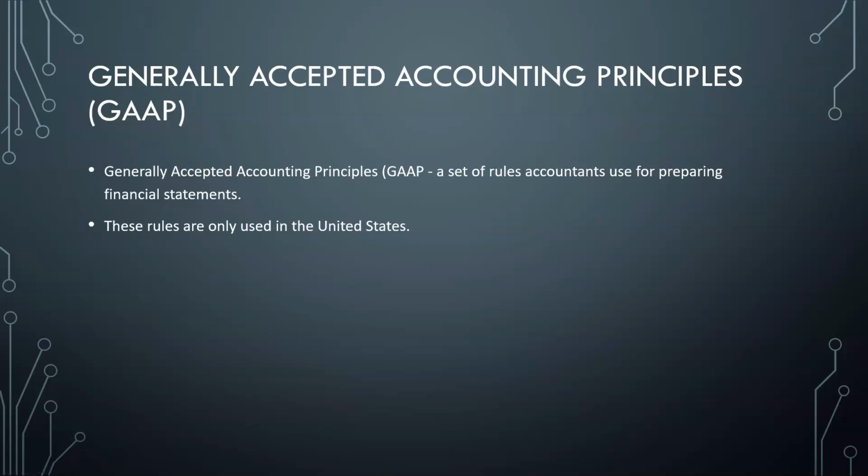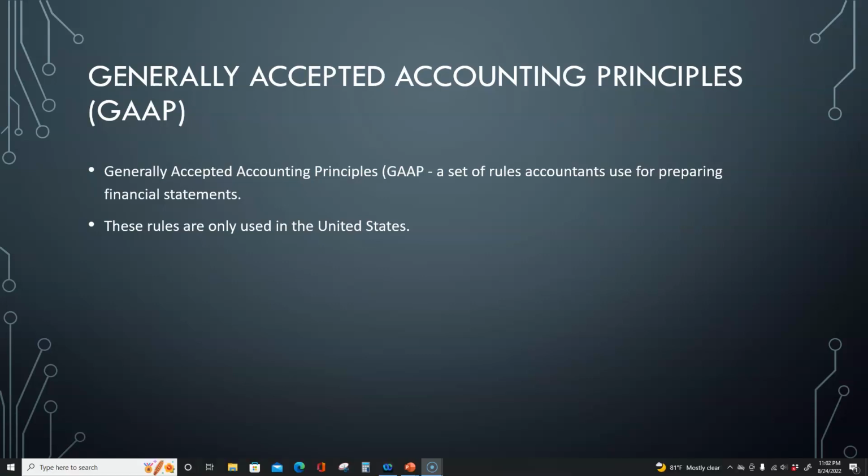GAAP stands for Generally Accepted Accounting Principles, and all it is, is a set of rules accountants use for preparing financial statements. There are a lot of rules and regulations related to GAAP, but in this class, we're going to start things very simply. So all you need to know for now is GAAP, which stands for Generally Accepted Accounting Principles, is a set of rules accountants use for preparing financial statements. GAAP is only used in the United States.